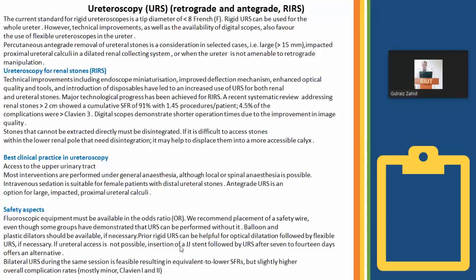If ureteral access is not possible, insertion of a JJ stent followed by URS after 7 to 14 days offers an alternative. Bilateral URS during the same session is feasible, resulting in equivalent to lower SFRs but slightly higher overall complication rates, mostly minor Clavien-Dindo grade 1 and grade 2.